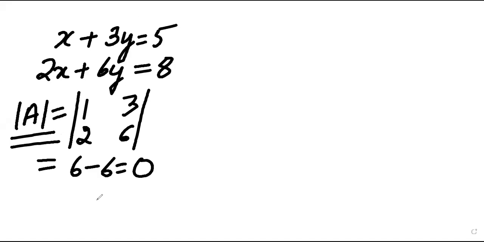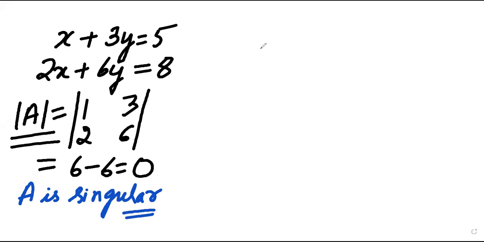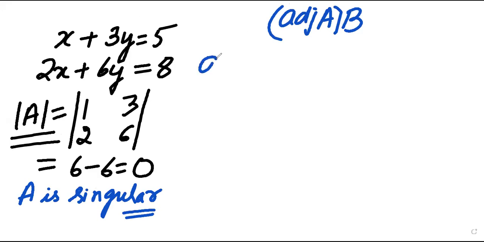So this is the next case, where we say A is a singular matrix. What kind of matrix is A, son? It is a singular matrix. Singular. So here, what do we find out? We find adjoint of A into B. What will we find out here? Adjoint of A will be multiplied with what? We multiply with B. So what is adjoint of A?